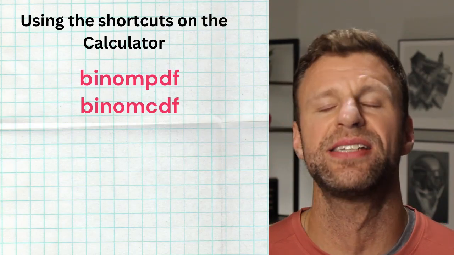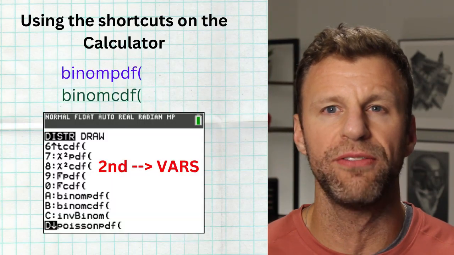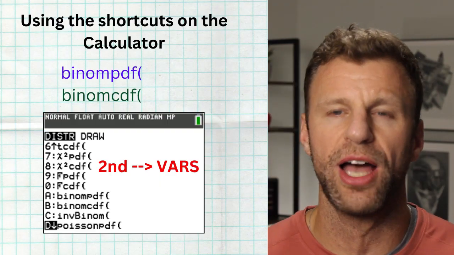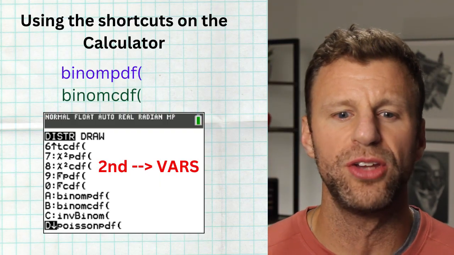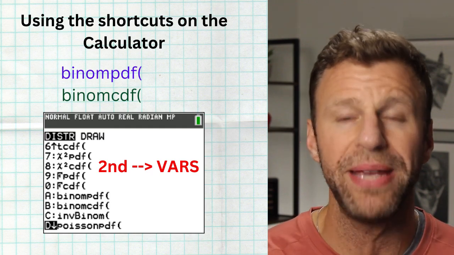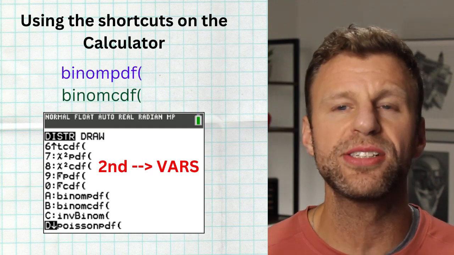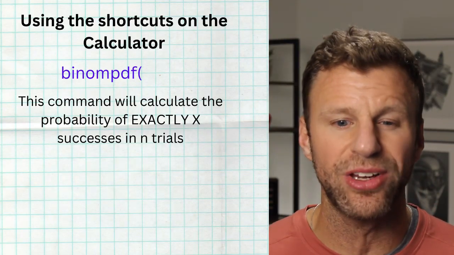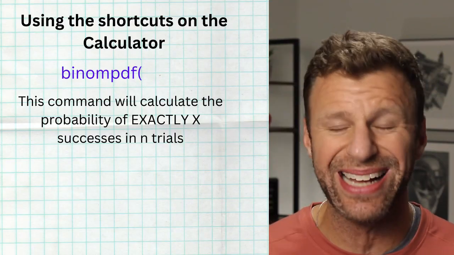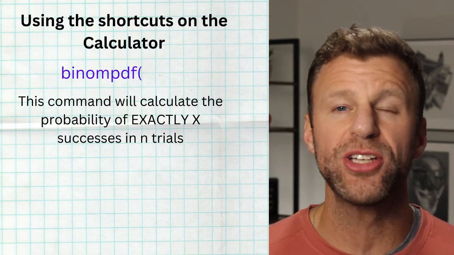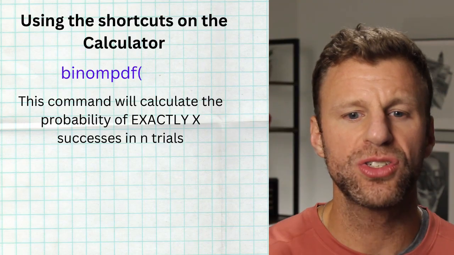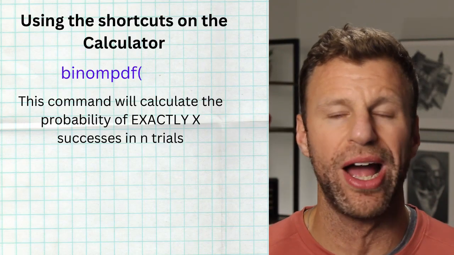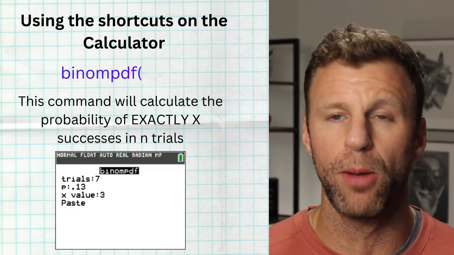First, how do you access these commands on your calculator? Hit second vars. That vars actually stands for variables, but it doesn't matter. Second vars is your list of distributions. Scroll down a little bit and you will see the two commands, binomial PDF and binomial CDF. Let's talk about each of them right now. Now the binomial PDF, this command will calculate the probability of exactly X successes in N trials. This will do the exact value you tell it. So for example, if I wanted to find the probability of 3 bullseyes in 7 trials, I'm just going to go ahead and select the binomial PDF.